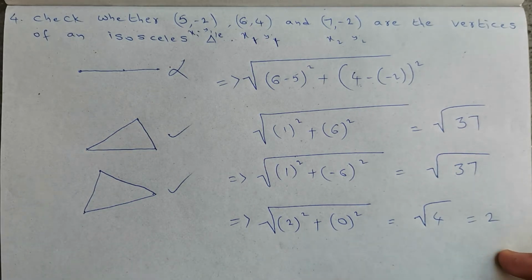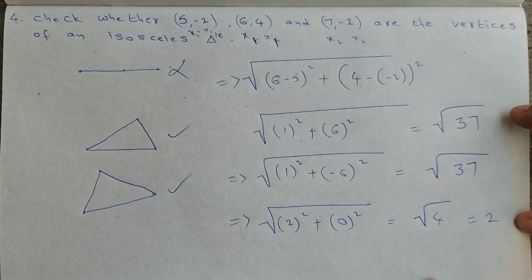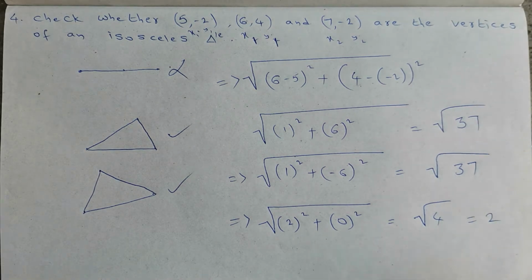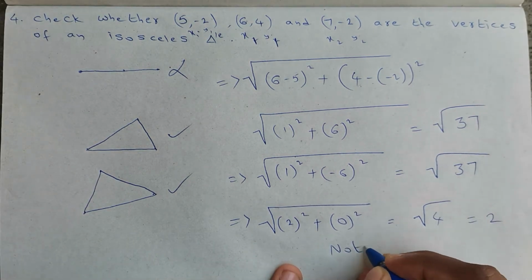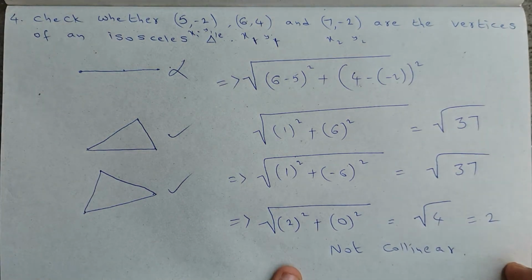Now if we add any two distances, we need to get the third one. Root 37, it is not 2 plus root 37, not possible to simplify. So we can clearly say that these 3 points are not collinear. These 3 points are not collinear. If those 3 are not collinear, then obviously we can draw a triangle.